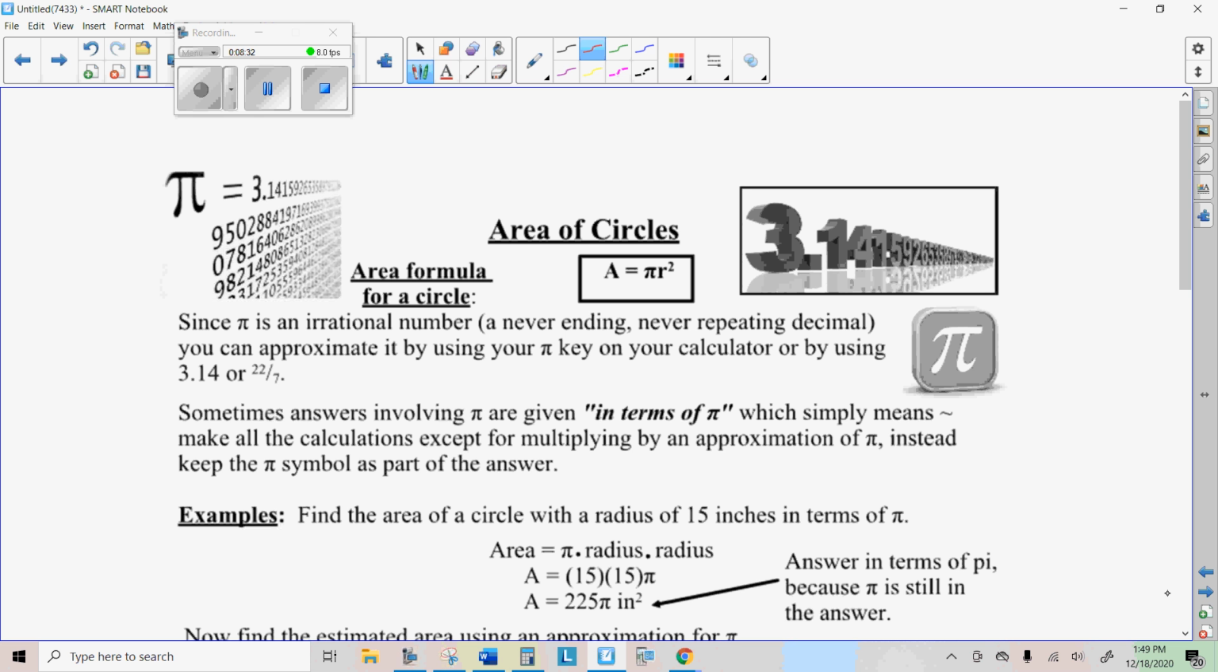The way you find the area of a circle, and again this relates to pi, is you take the number pi times the radius times itself. And that's this formula using exponents to show the radius times itself. Okay.